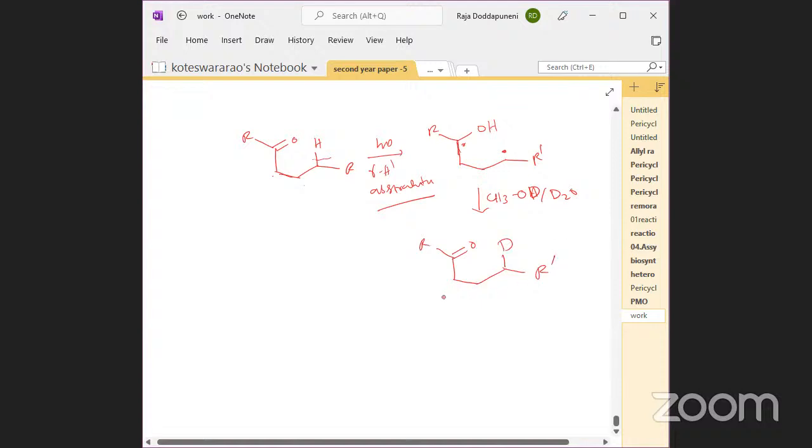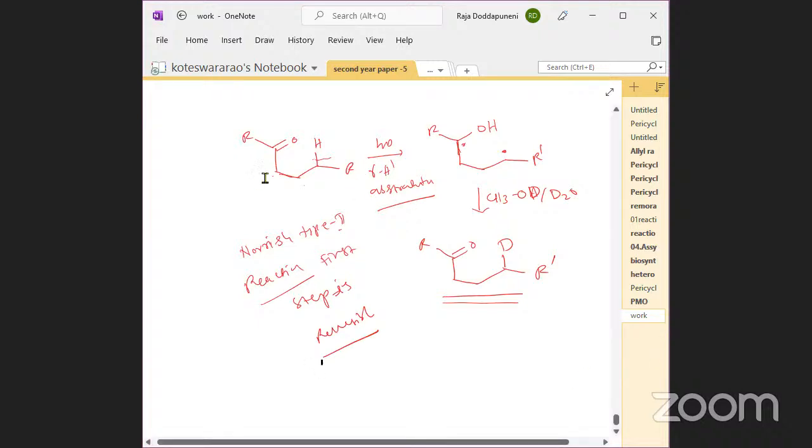Now the formation of the deuterated substrate from the 1,4 biradical indicates that the first step of the Norrish type 2 reaction is reversible. The formation of the deuterated product indicates that the Norrish type 2 first step is a reversible reaction.